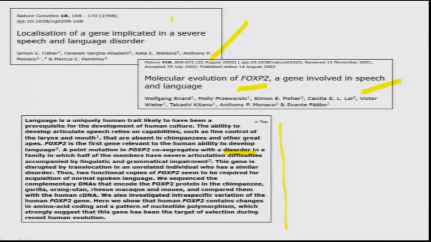What they found is that, when they investigated the interspecific variation of the human FOXP2 gene, FOXP2 contains changes in amino acid coding and a pattern of nucleotide polymorphism, which strongly suggests that this gene has been the target of selection during recent human evolution. That means the ability that we got to speak is because of this gene, and some changes happened, and the changes may not really have been meant for this gift of speech, but it so happened that they gave us this ability and it was selected. Now you find it in humans, right.